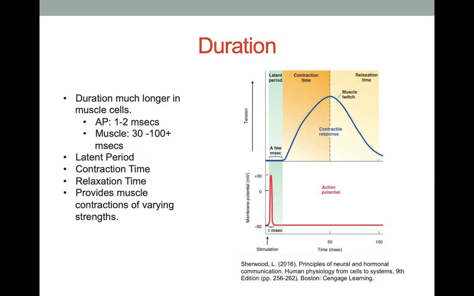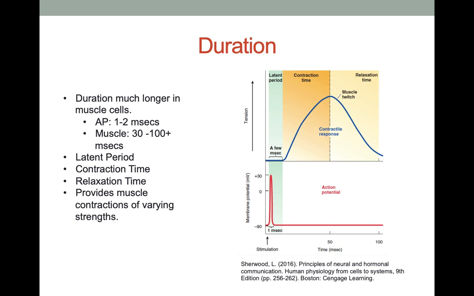Duration of muscle contractions: if we compare muscle contractions to nerve impulses or action potentials, the duration of muscle contractions is much longer. An action potential normally lasts 1 to 2 milliseconds, as you can see in the bottom graph here. But a muscle contraction can be anywhere from 30 to 100 milliseconds, depending on whether it's a fast twitch, fast acting, or a longer acting muscle type. So we can see a little bit of variance there, but regardless, 30 milliseconds is still a lot longer than 1 to 2 milliseconds.